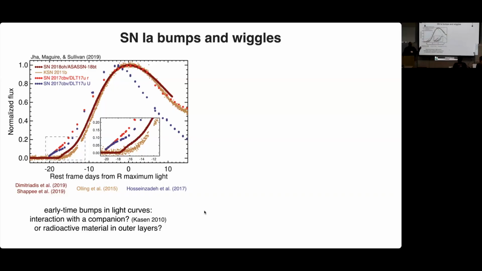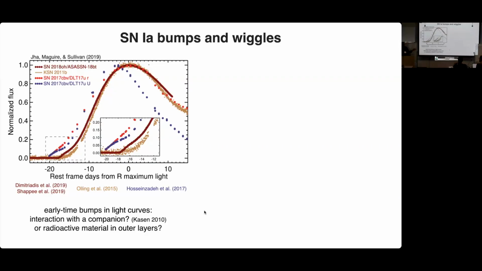So again, maybe it is the single degenerate, maybe these are running into red giant companions. But then why in the Milky Way or the LMC do we not actually see the red giants? Big confusion. Another possibility is that somehow the radioactive material gets mixed to the outer layers and you get some of that light to leak early, and you can also get these bumps. That also might explain that cobalt gamma ray line that came a little bit too early.